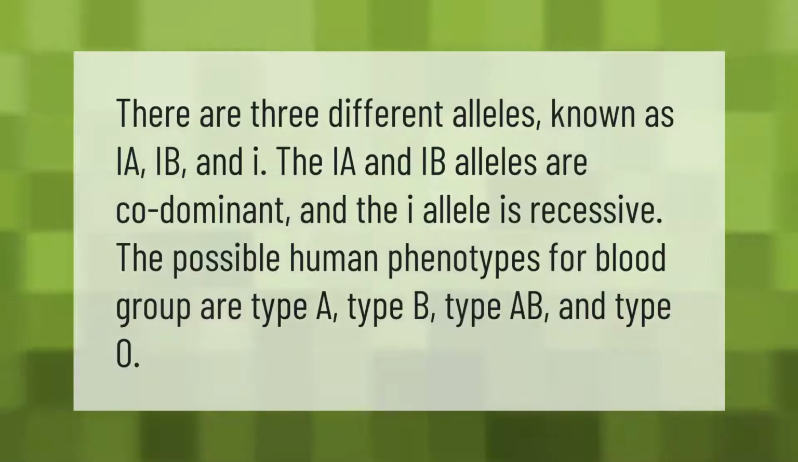There are three different alleles, known as IA, IB, and i. The IA and IB alleles are codominant, and the i allele is recessive. The possible human phenotypes for blood group are type A, type B, type AB, and type O.